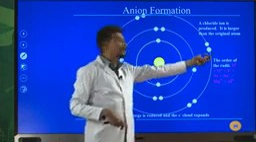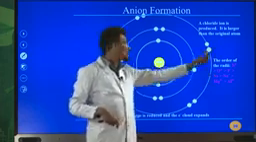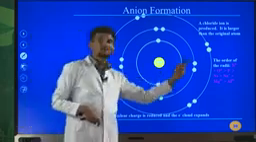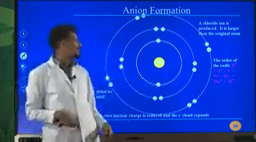So I told you this one, the order of the radii should be N3 minus greater than that of O2 minus, and the radius of O2 minus is greater than that of F minus. It continues just like that.